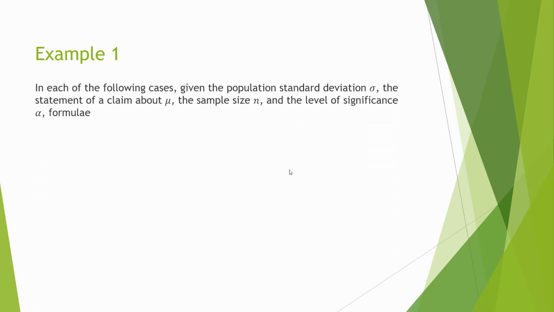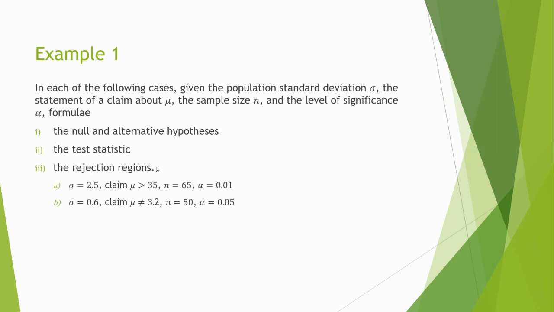Okay, let's look at an example. In each of the following cases, given the population standard deviation sigma, the statement of a claim about mu, sample size, and a level of significant alpha. Alpha here is our level of significant. For the first one, you have to find the null and alternative hypothesis, the statistic, and the rejection region.